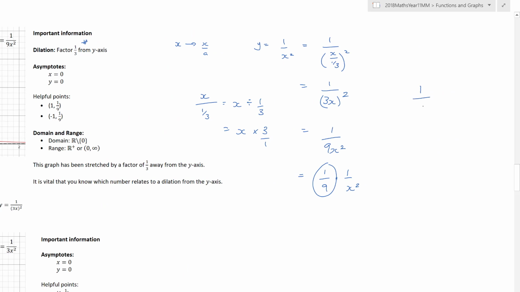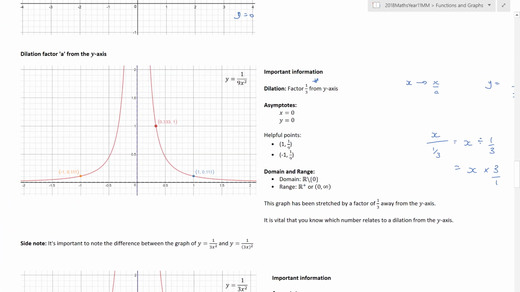So as I say here, 1 over (3x) squared would suggest, by looking at this, that you have a scale factor of 1/3 away from the y-axis, whereas if I write it as 1 over 9x squared, that tells me that it's actually 1/9 away from the x-axis. And if we check, what I've noticed here is that this point here is 1, 1/9, and yet this here is 1/3, 1. Same graph, but this now proves that I've dilated by a factor of 1/9 from the x-axis.